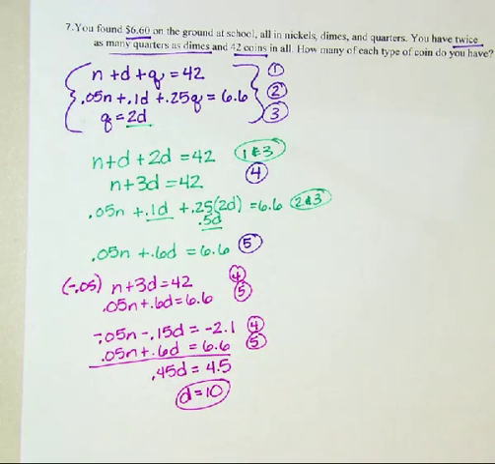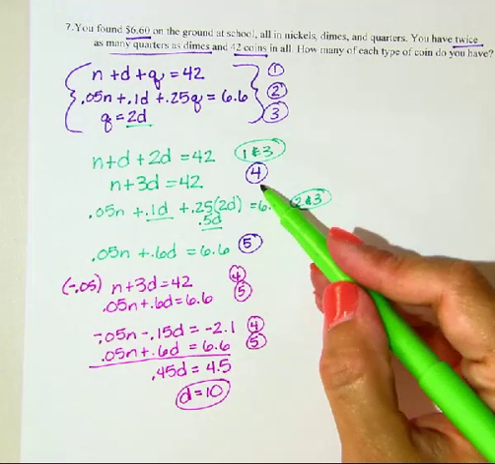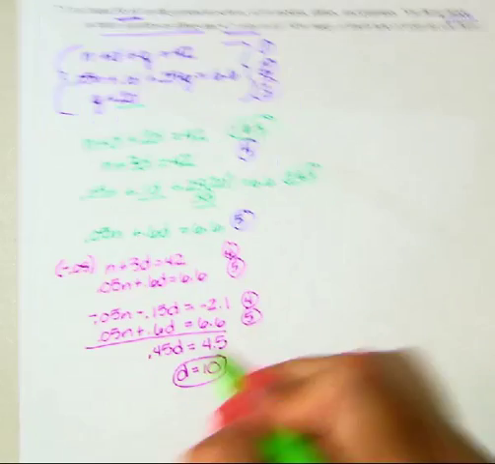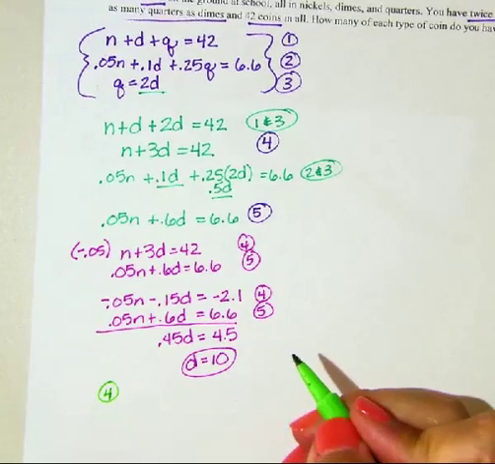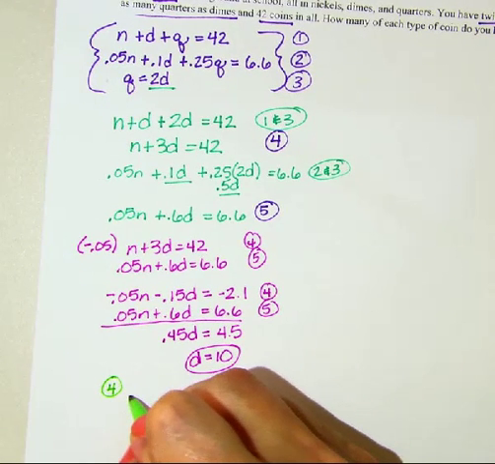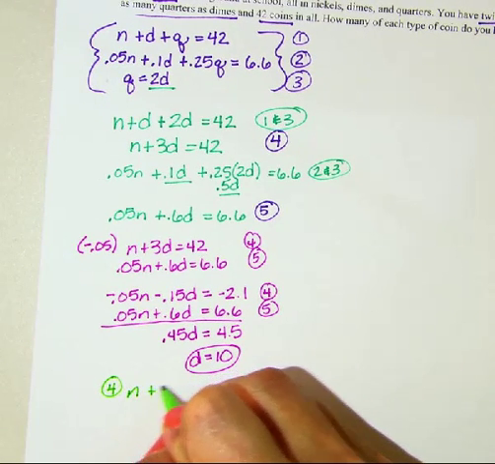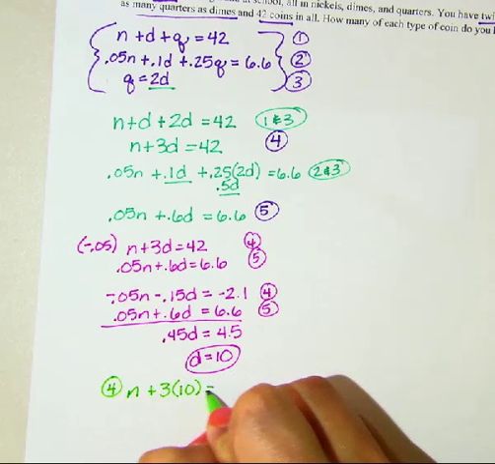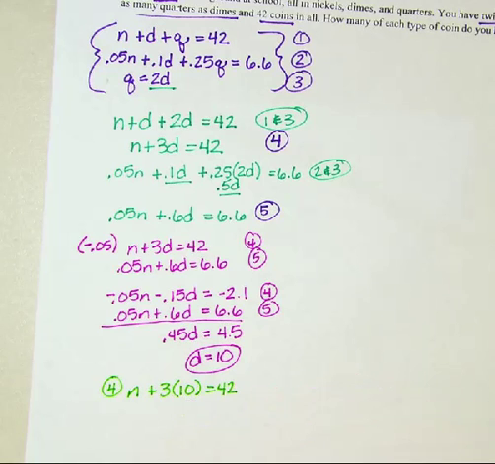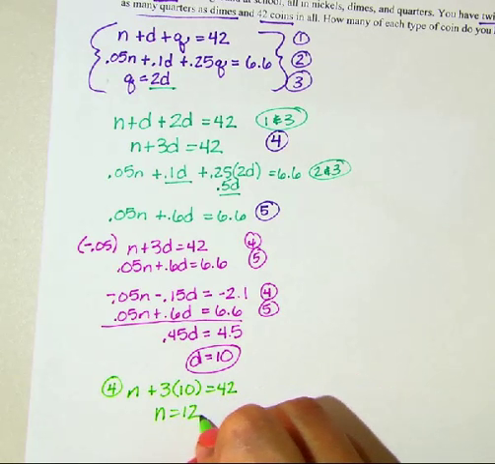Now I take that 10 and I substitute it back into either equation 4 or 5. I think 4 is going to be easier, so I'm going to use equation 4. Equation 4 is N plus 3D, so 3 times 10 equals 42. 3D is 30, subtract 30, and I get N is 12.